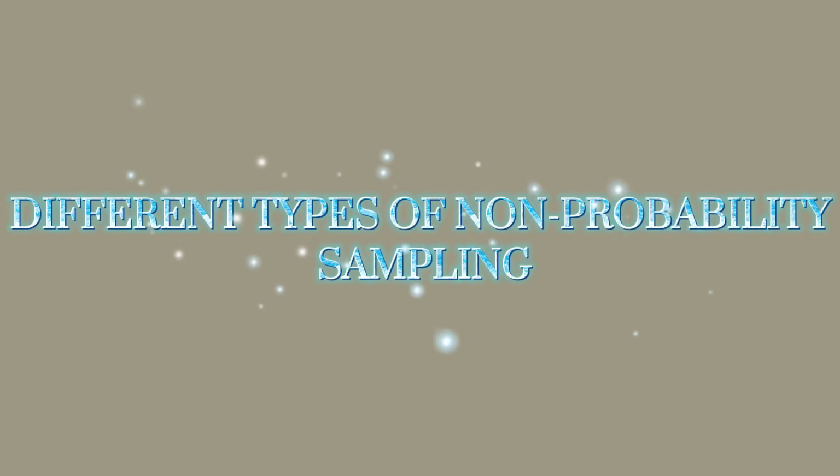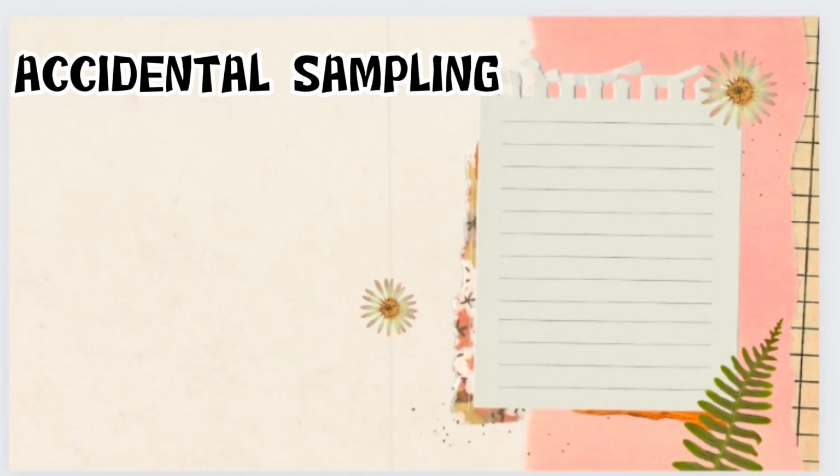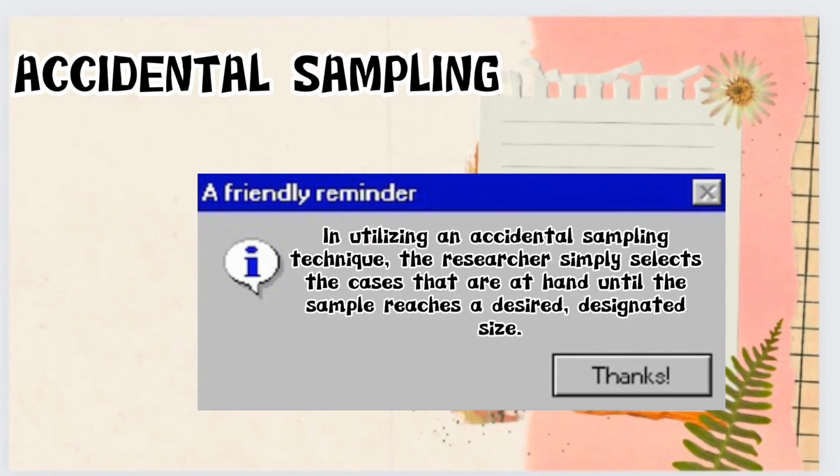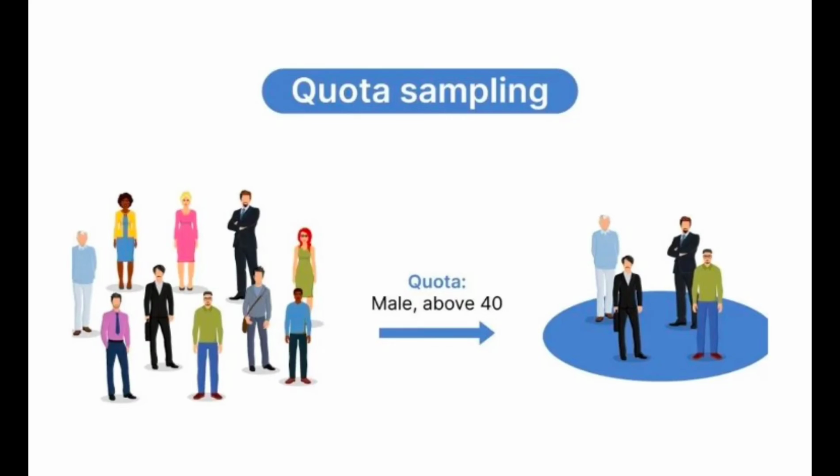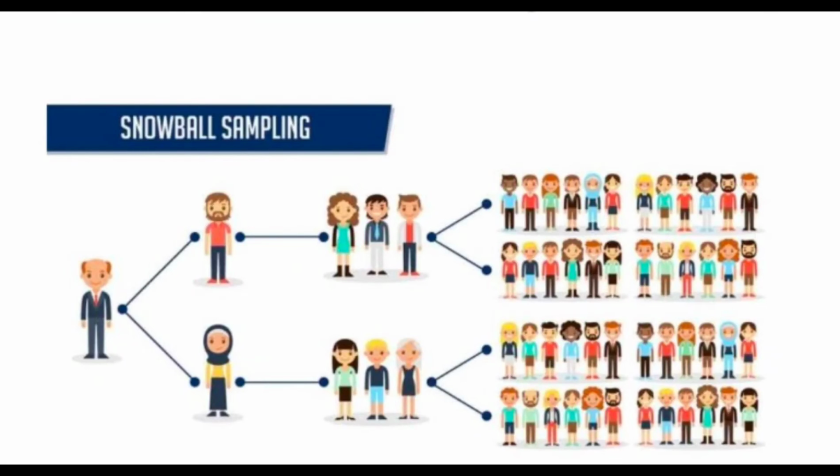Different types of non-probability sampling. Accidental sampling. In utilizing an accidental sampling technique, the researcher simply selects cases that are at hand until the sample reaches a desired, designated size. Quota sampling. Quota sampling is the same as accidental sampling except that it takes steps to ensure that the significant, diverse elements of the population are included. Snowball sampling.